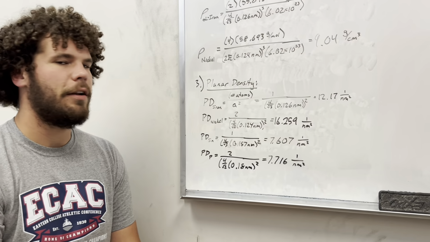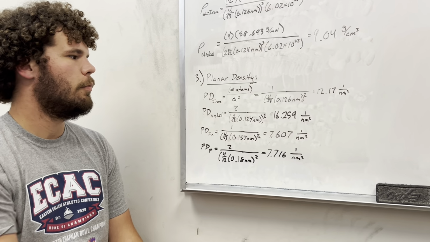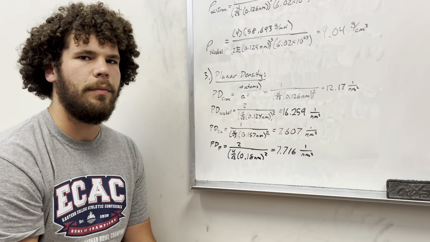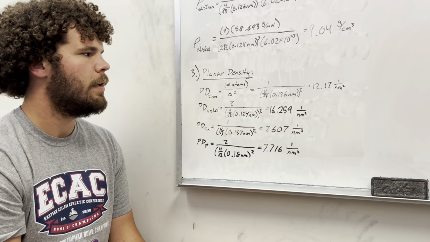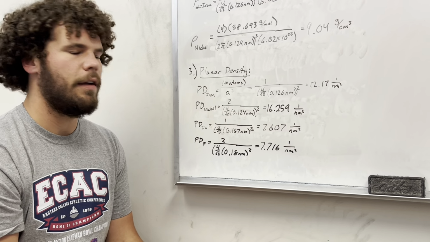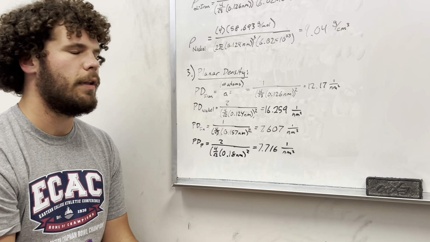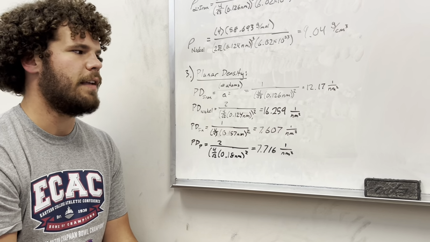So to calculate planar density for each of these materials, we're going to divide the number of atoms by the area of space that they take up. So to find the area of space that the plane takes up, we're going to relate that to the radius of each of these atoms.